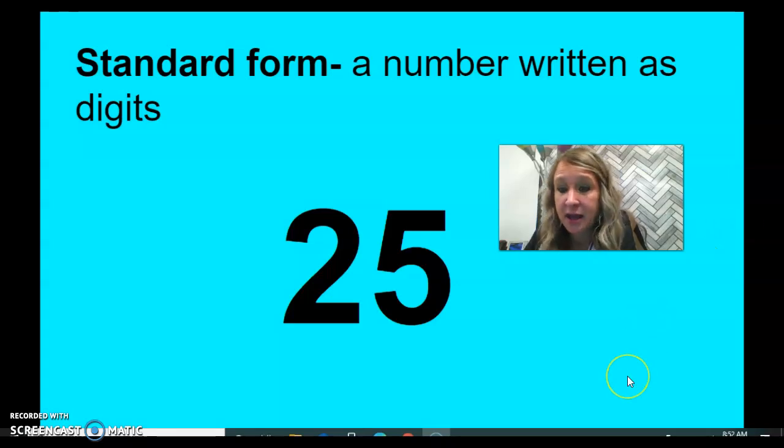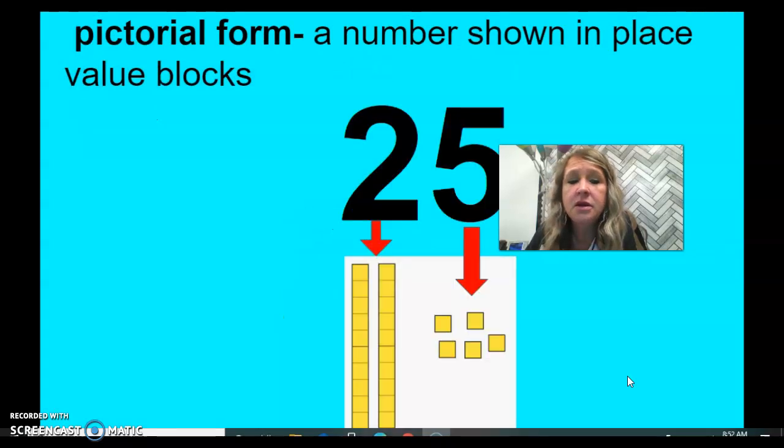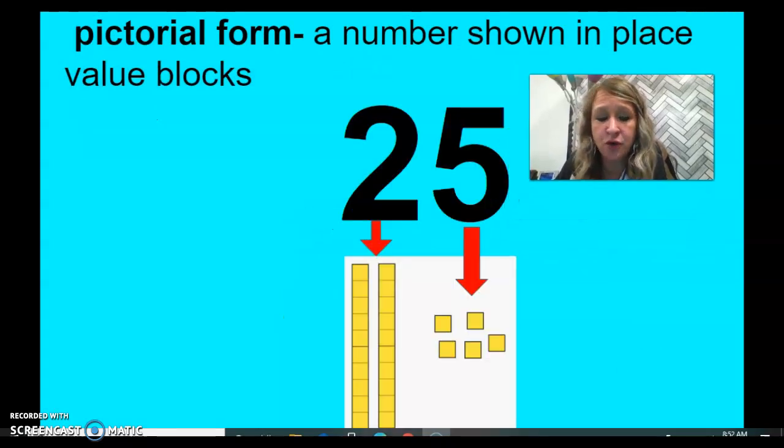Let's review some vocabulary first. The first word is standard form. Say standard form. Standard form is when a number is written as digits. Pictorial form. Say pictorial form. This is when a number is shown in place value blocks, like 2 tens, so 2 longs. 5 ones means 5 units.